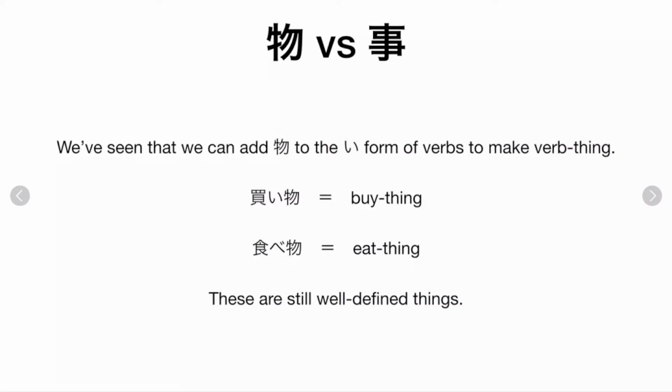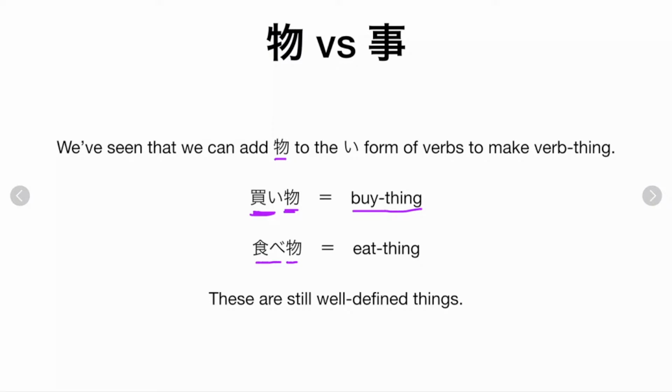We saw this in the past, that you can add mono to the e stem of a verb and make it verb thing. So kau was to buy, and kaimono is buy thing, so this becomes stuff that you buy. Tabemono was eat thing, so this becomes food. These are still clearly defined concepts. Even though they are abstract in that shopping or food are kind of generic, they're not as abstract as things that have no well-defined form.